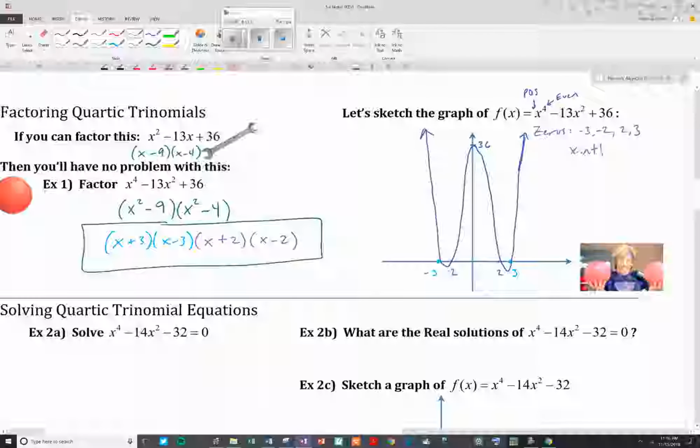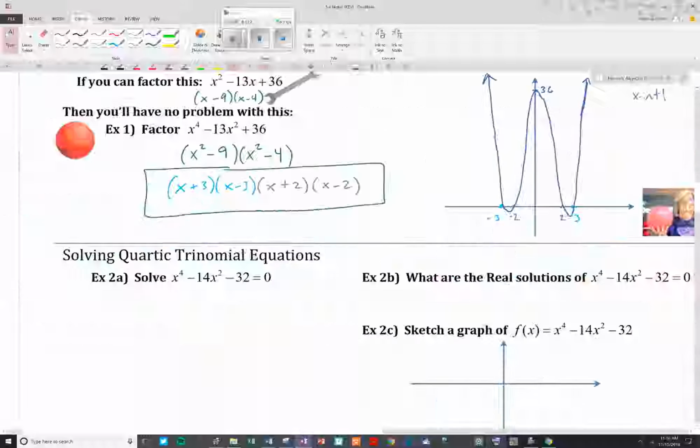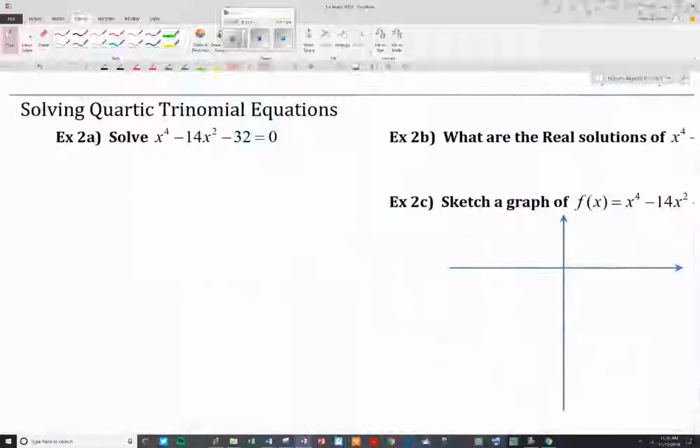It should go through your zeros, it should go through the correct y-intercept, and it should have the correct end behavior. That's a pretty good sketch of that graph. If you can dodge a wrench, you know the rest.